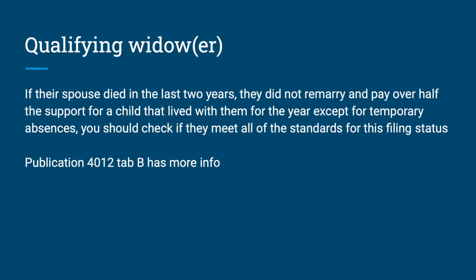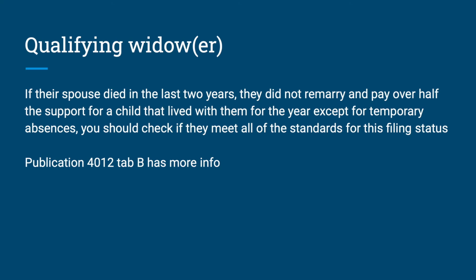So qualifying widow and widower is one of our other filing statuses, and I would say this is the one that most people have the least information about because I don't feel like it's as well known. If the taxpayer's spouse died in the last 2 years and they did not remarry and they pay over half of the support for a child that lived with them for the year except for temporary absences, you should check if they meet all of the standards for this filing status, because again, it can give you a lot of benefits similar to what head of household would give, even though they are technically not married or may not qualify traditionally under that status. And again, publication 4012 tab B has more info there.